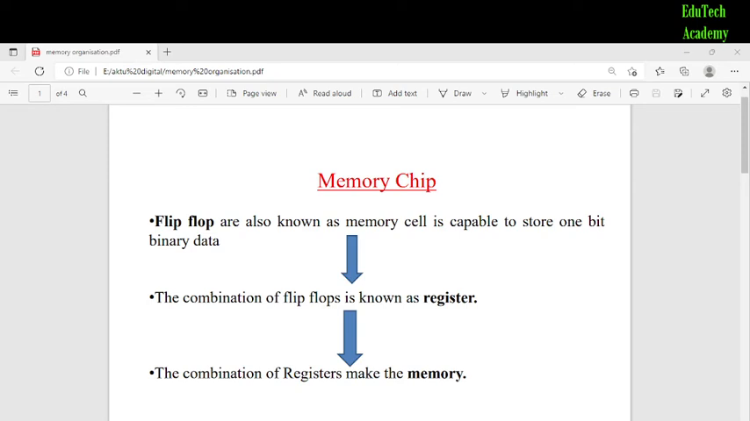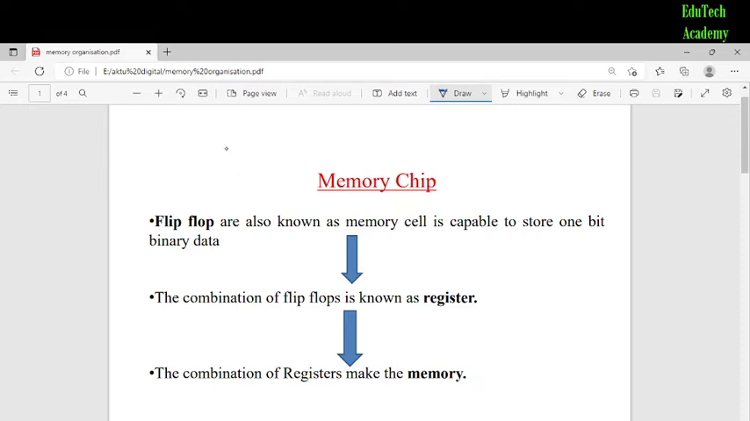Hello friends, let's start our new topic, that is memory chip. Memory is a very important topic of the microprocessor subject. It is the peripheral device that is used to store the data or the program that is being processed in any task. Let's see how the memory is constructed.